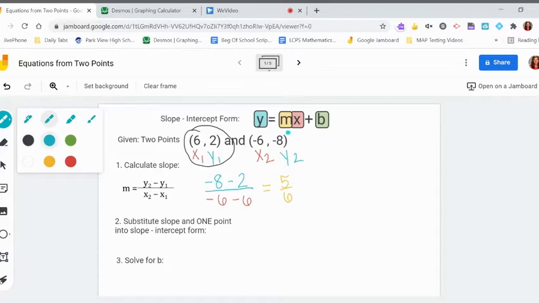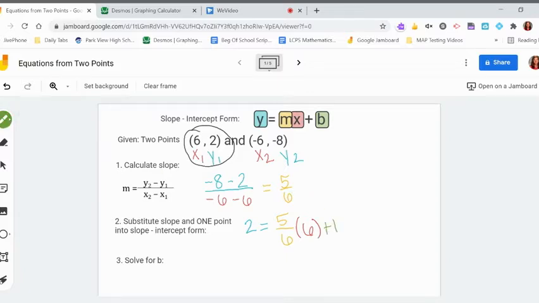But I'm going to substitute it in here. My y coordinate is 2 equals, my m I just got is 5 over 6. Okay. And then I'm going to multiply that by my x coordinate, which is 6. And then I got to find b. So now I got to solve for b. So I'm going to multiply 5 over 6 times 6.